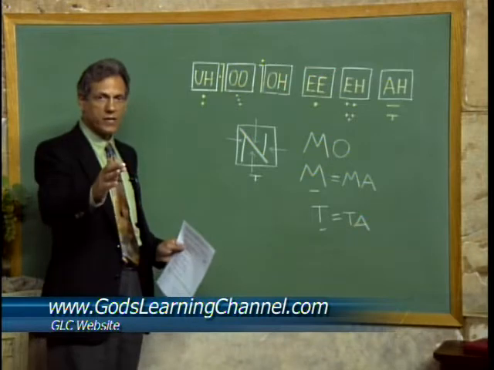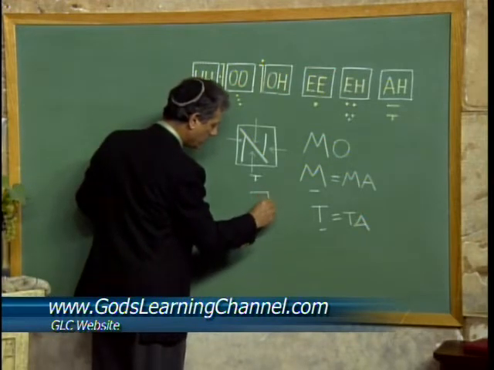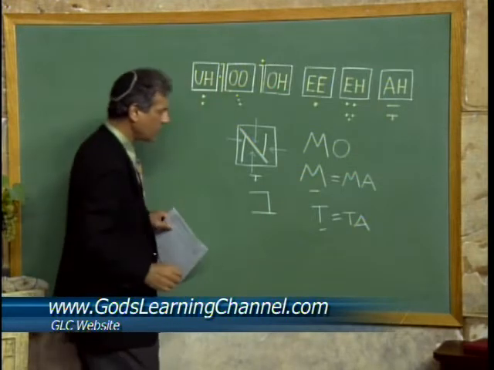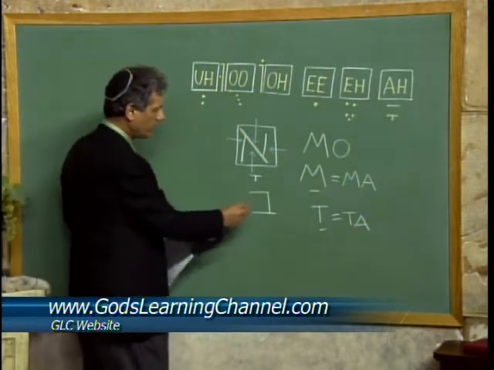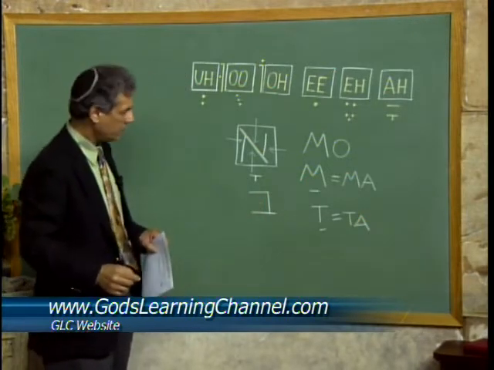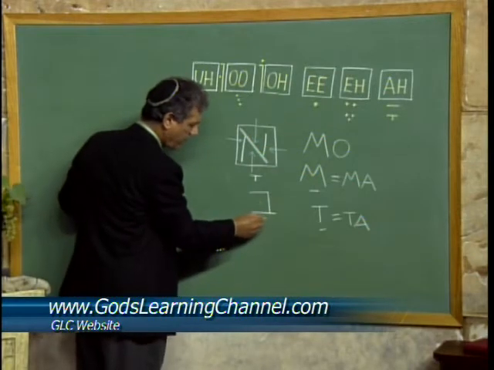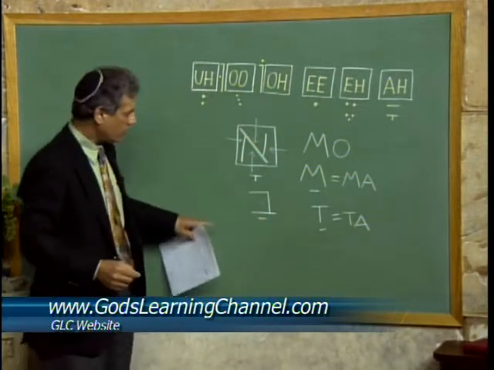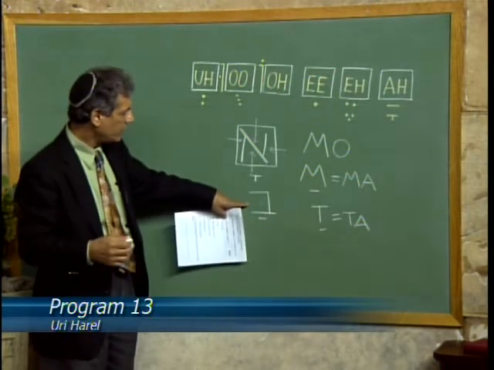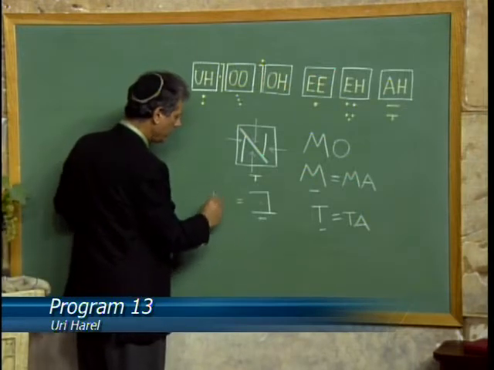Let's take another letter. We'll take the letter Bet. Here's the letter Bet. We'll put a dot in the middle, so it will become a B sound. And we'll put the vowel Ah underneath. So the Bet with the vowel of a sound Ah will give me Ba. So that will equal Ba.